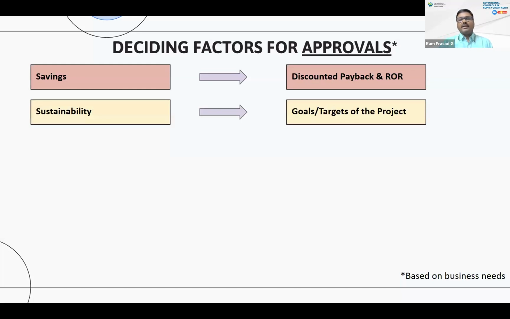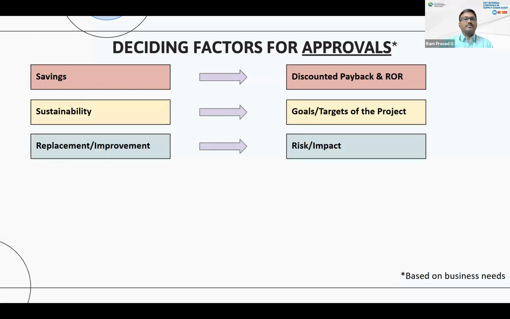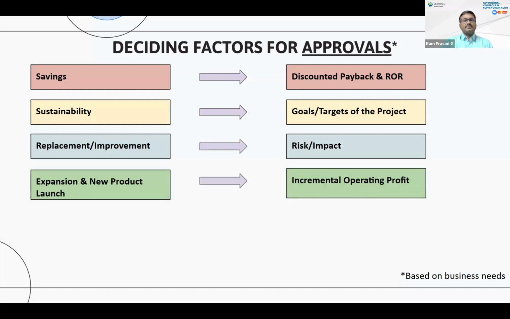When it comes to sustainability, organizations have some goals, targets. So when we have some goals in mind, depending on the goal and the target, we approve sustainability related projects. And when it comes to replacement and improvement, this goes by the business risk. If I do not replace this particular asset, there could be a risk of production loss, which will then get into a sales loss. So replacement and improvement will be linked to risk and impact analysis.